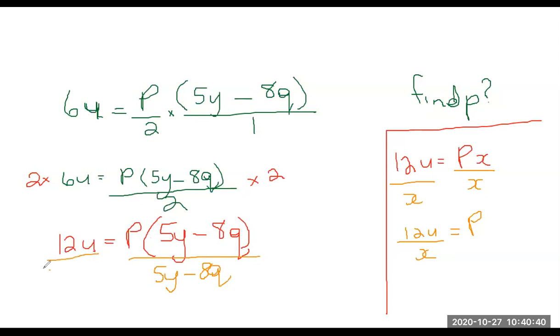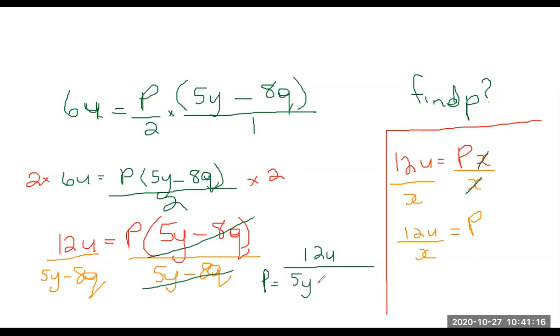And whatever you do on one side, you do on the other side. And now right here, that cancels out, similar to how the x's would cancel out over here on the right side. That would cancel out as well, because it's the same term. Anything divided by itself cancels out. So p is equal to 12u divided by (5y minus 8q). Kind of easy.